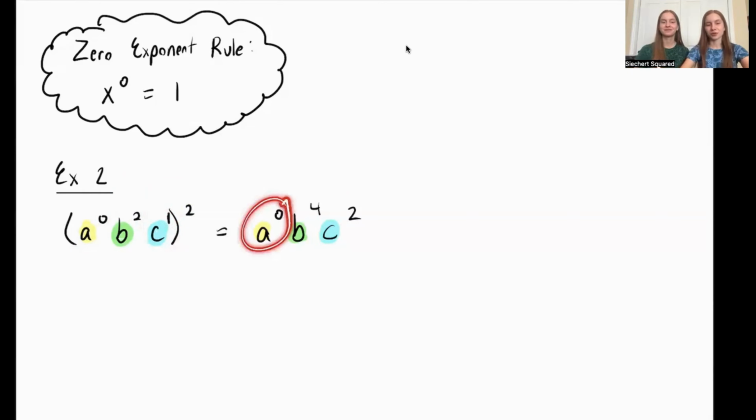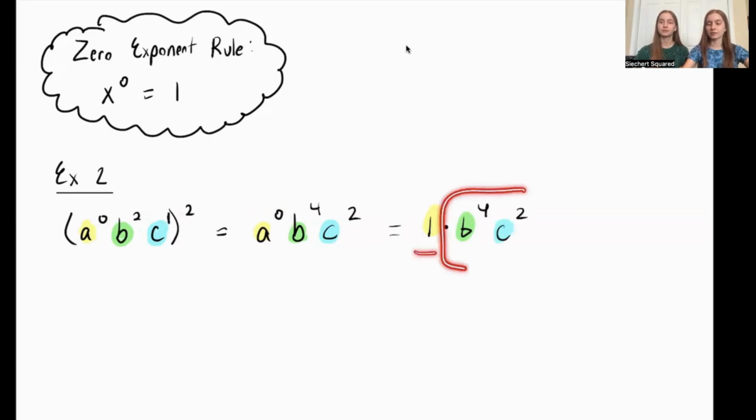There is that a to the 0 right here, and anything to the 0 power is just 1, so we are able to rewrite this just like we did with the one before, as 1 times b to the fourth and c squared. And reminder, that 1 really just came from the yellow term, that a to the 0, because as our 0 exponent rule is telling us, anything to the power of 0 is the same as 1. And then at the end, we have 1 times b to some power and c to some power. We can't do any more combining or simplifying because b and c are separate variables. So our final answer for this one is going to be b to the fourth, c squared.